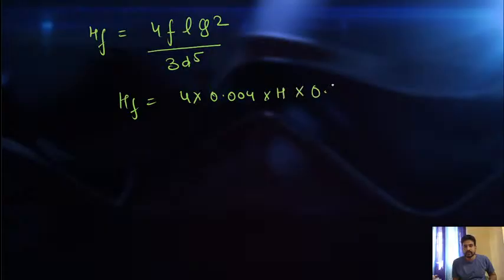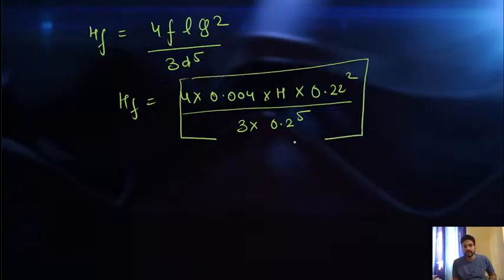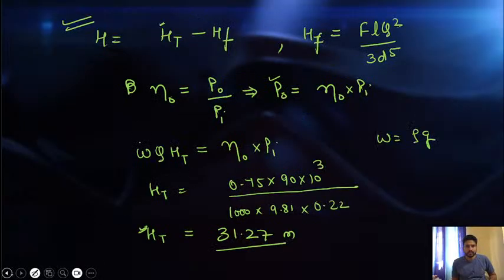L is what? It is my h. Q square is 0.22 square divided by 3 multiplied by diameter. What is the diameter, guys? What is the diameter given to you? It is 0.2. So it is 0.2 raised to power 5. Right? So this equation is in h actually. So put this value here. So we have the HT value and we have the HF value. This is in terms of h. This value goes here and it is plus terms of h. Now you can calculate the value of h.